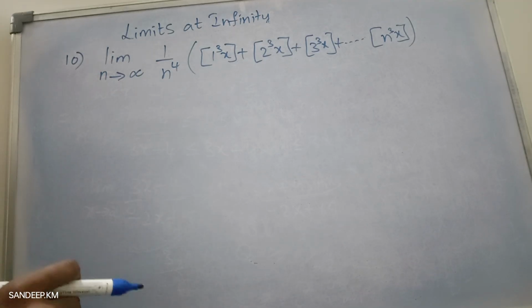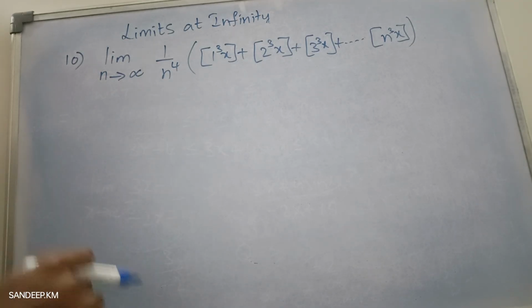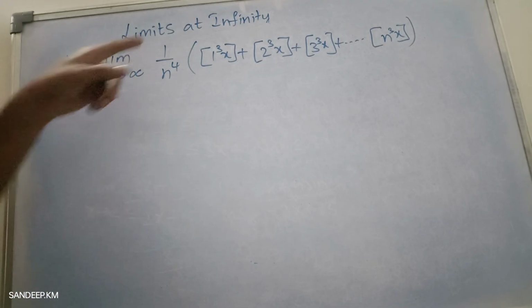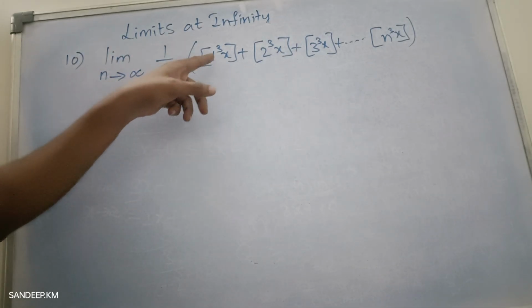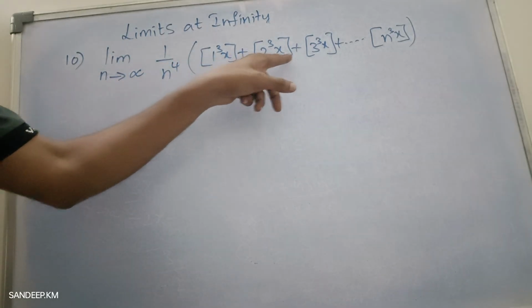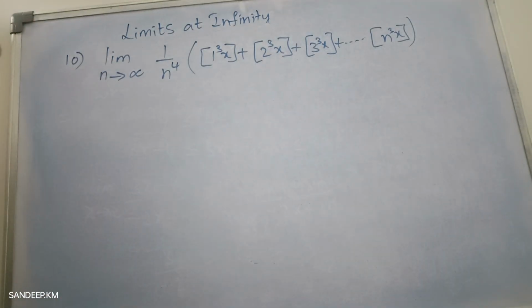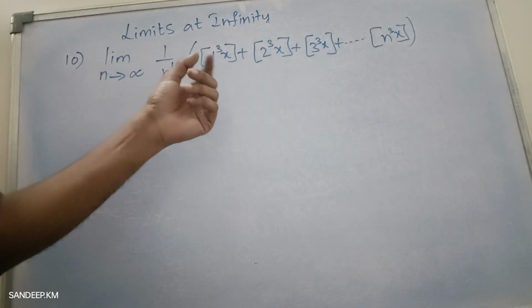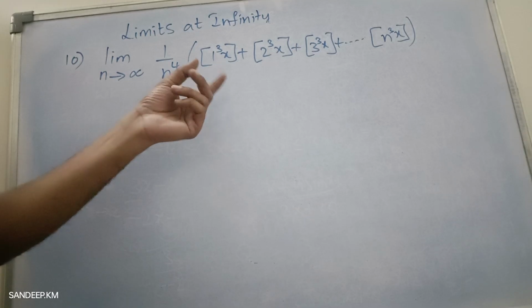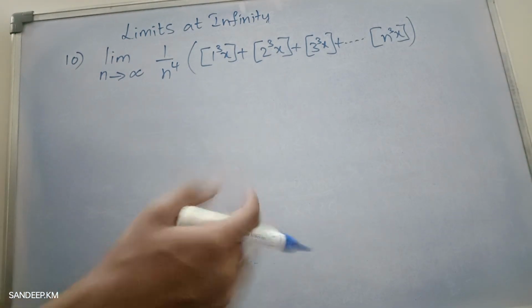Here is our next question. Observe, limit n approaches infinity, 1 by n power 4 into step of 1 cube into x plus step of 2 cube into x plus step of 3 cube into x and so on. Generally, when students see the involvement of the greatest integer function, they will drop the question and go to the next question.